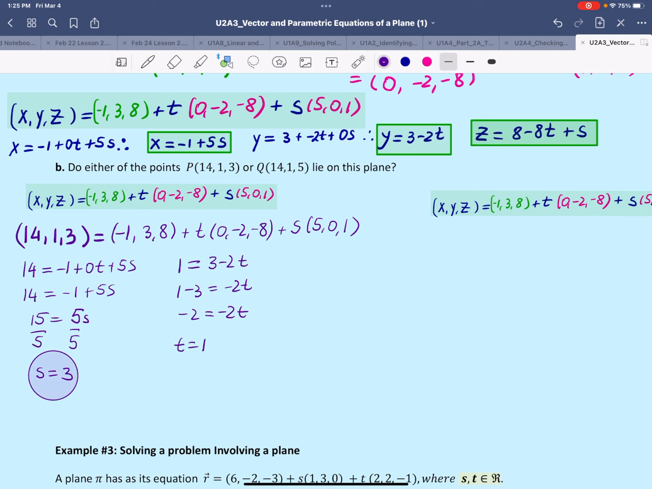With an s value of 3 and t of 1, we're going to visit the parameter z and see if parameter z is happy with these two values of the scalars. So 8 minus 8 times 1 plus 3, that would be 3. And z equals the z value of 3. We're going to say that z coordinate is happy as well. So therefore, we're going to say that the point P lies on the plane.